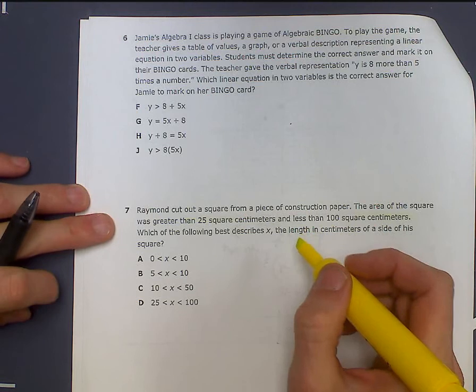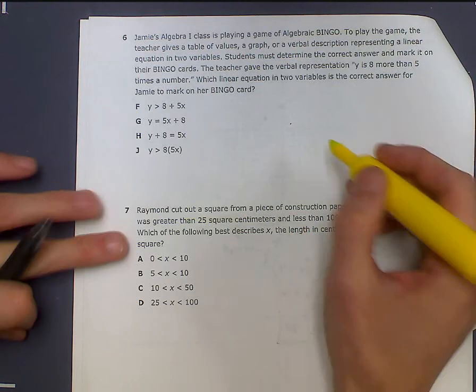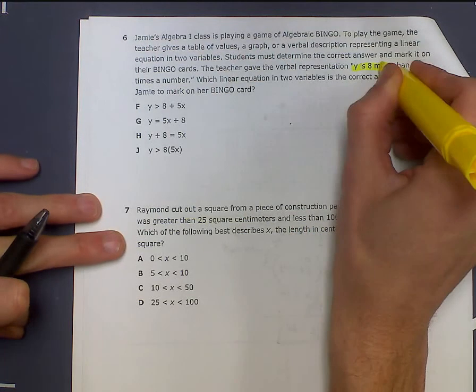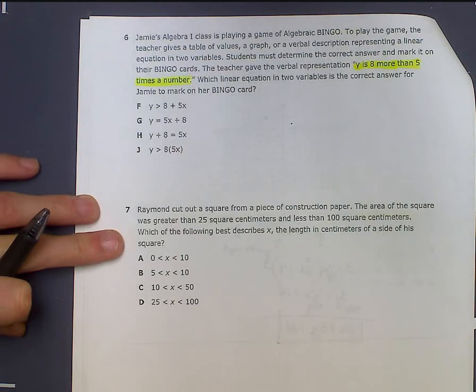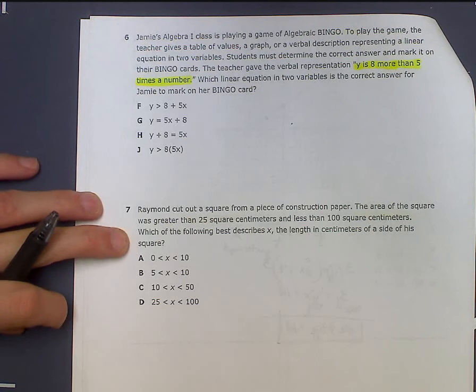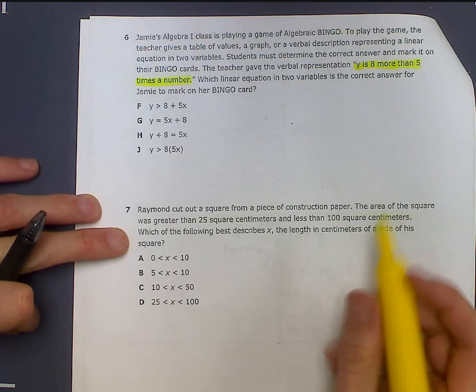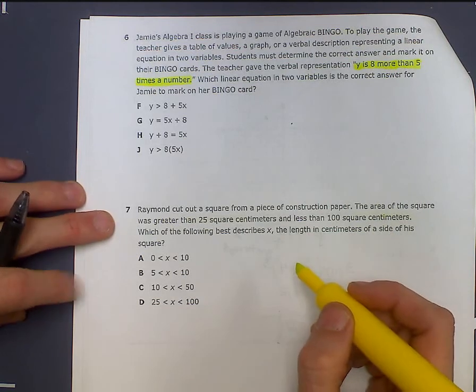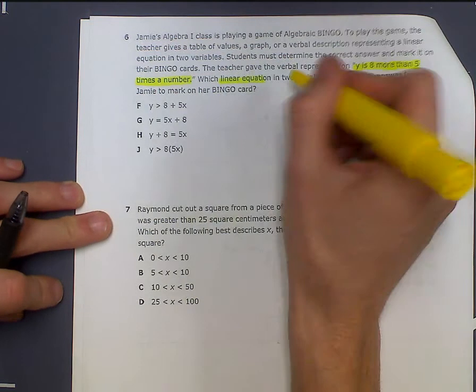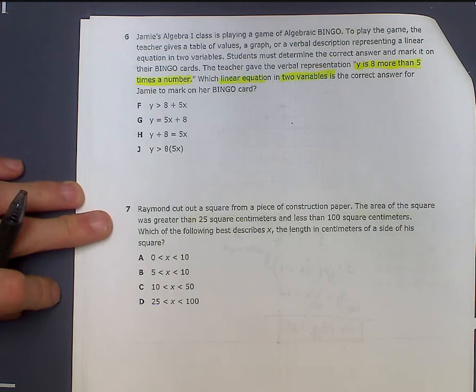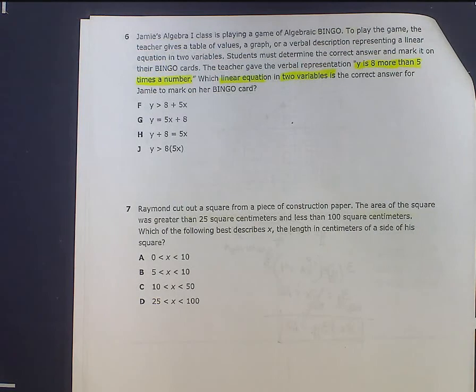The teacher gave the verbal representation y is 8 more than 5 times the number. That is important information. Make sure that you highlight that. The other part, the question part, says which linear equation, so I need to make a linear equation in two variables. I have to have two variables, is the correct answer for Jamie to mark on her bingo card. Now, we need to recall what these words mean.